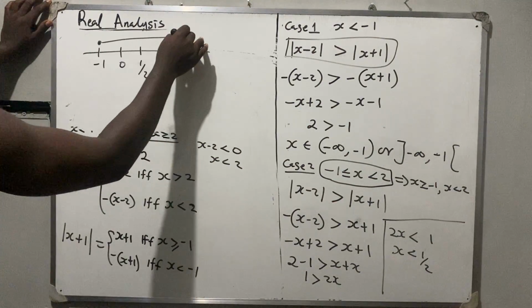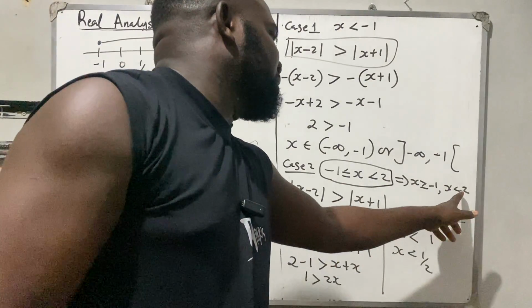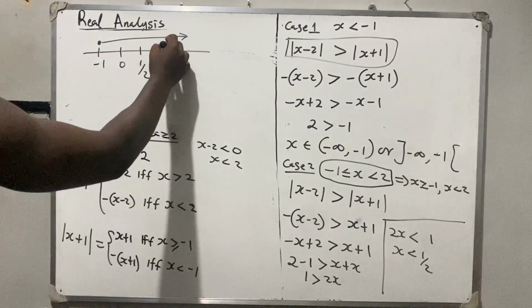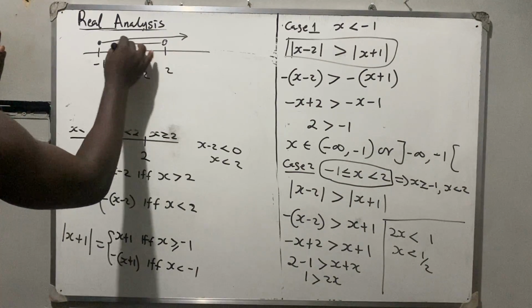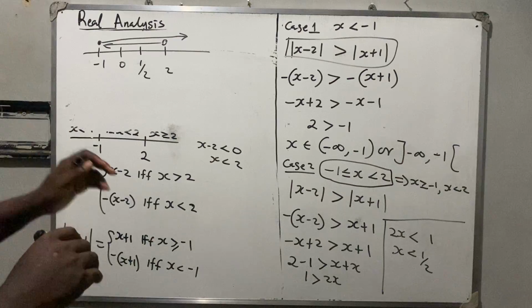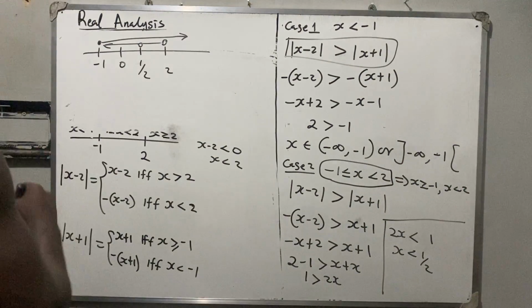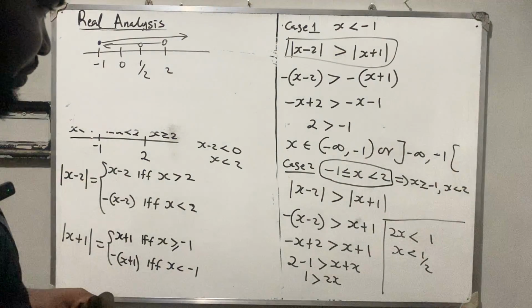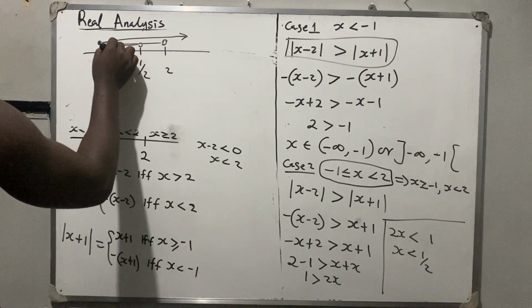So this one should be moving towards this way, for example. Okay, and this one is that x is less than 2. So on 2, I'm going to have an open bracket and it is moving this way. So we'll move the same way. So on half, I'm having an open bracket again, and it is equally moving this way.